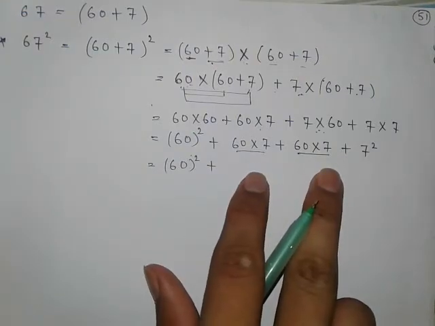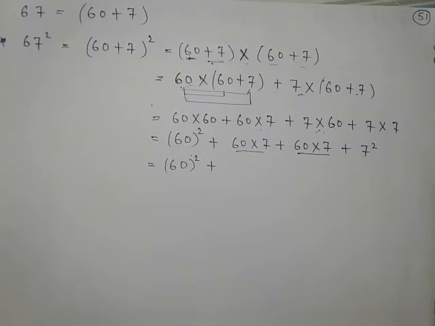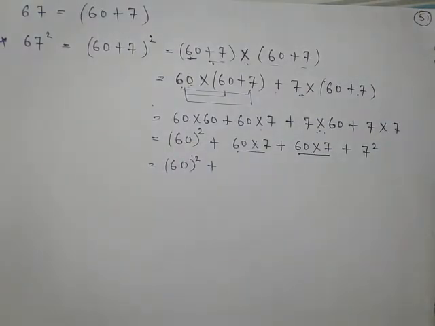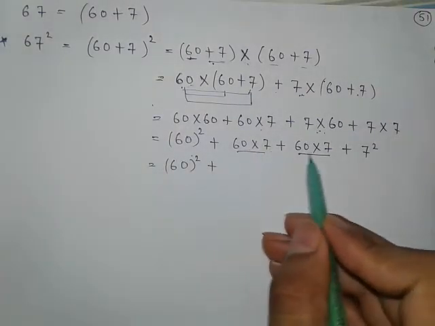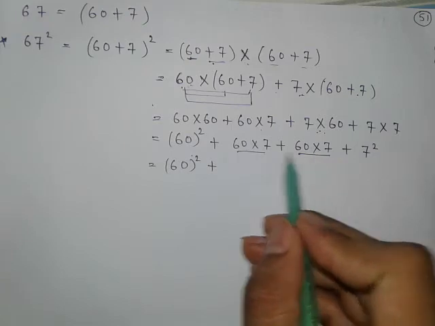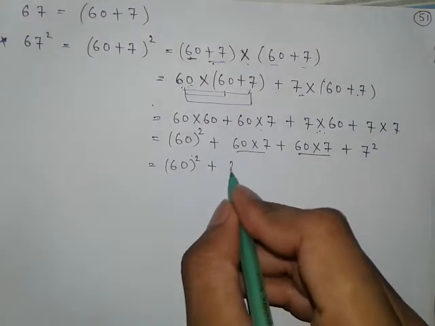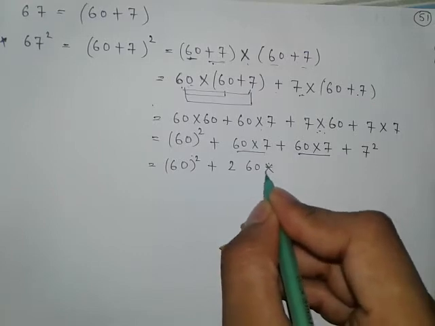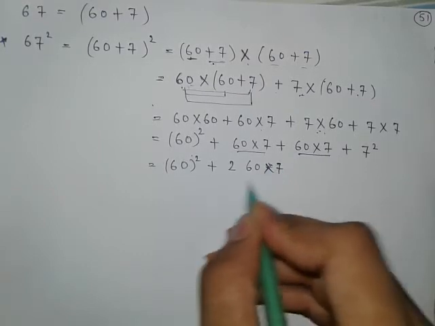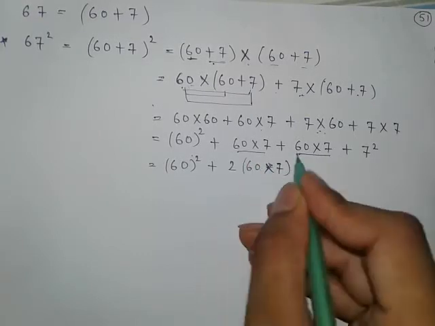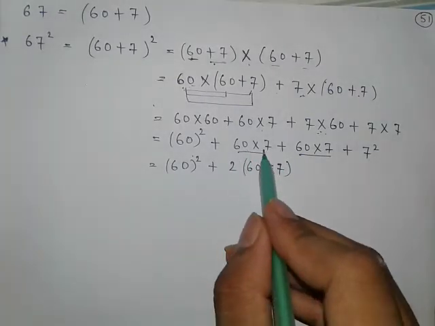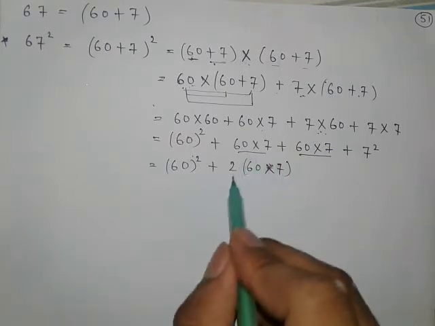Okay, so if we take common, I think you know about how to take common. So we are taking common, or simply you can say that 60 multiplied by 7 is written 2 times. So 2 times multiply with 60, we have written 60 multiplied by 7 2 times. In other words, we have taken 60 multiplied by 7 common, so 1 plus 1 will become 2.